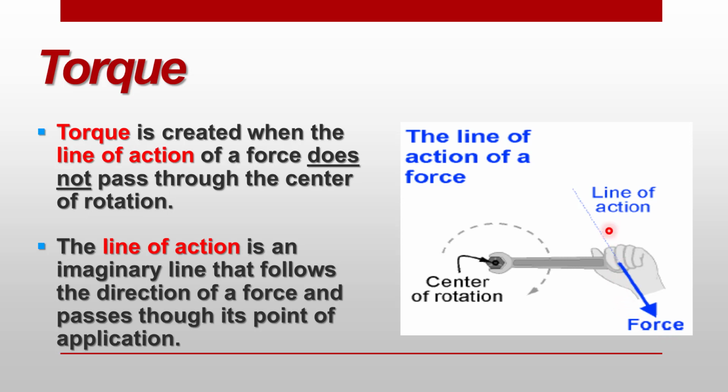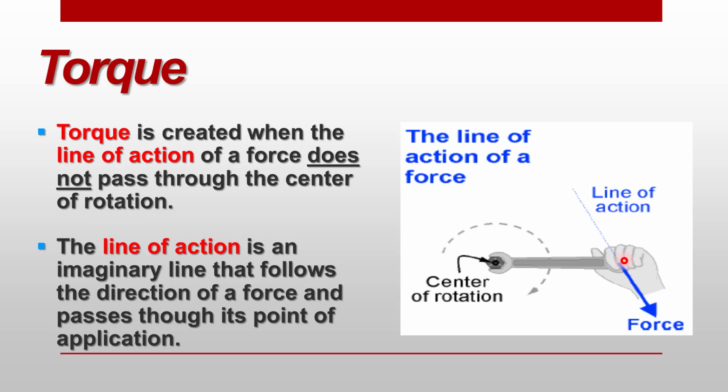So this imaginary line is known as the line of action of force, and if this line of action of force is passing through the center, then what will happen? There will be no torque. Like if we are applying force on this nut, if on the spanner we are applying force over here, then what will happen? It will not cause any rotation.